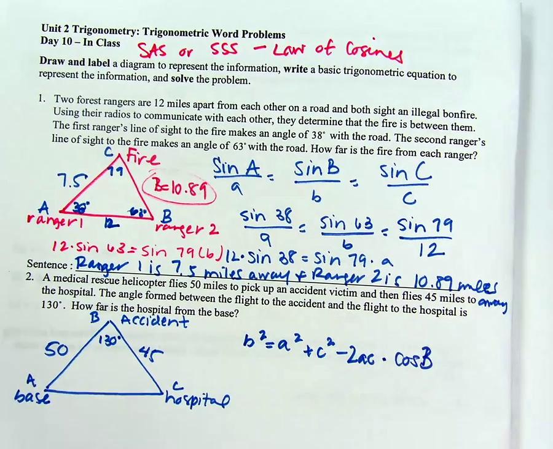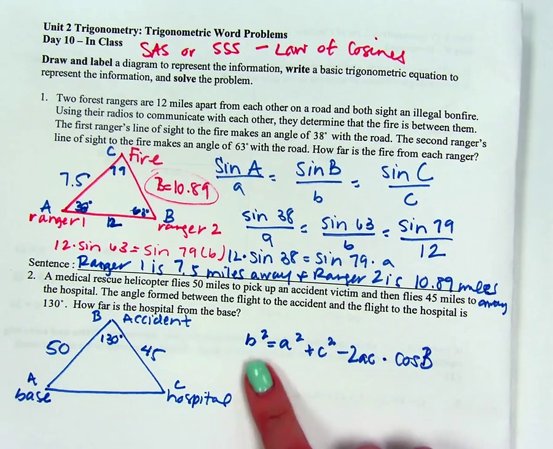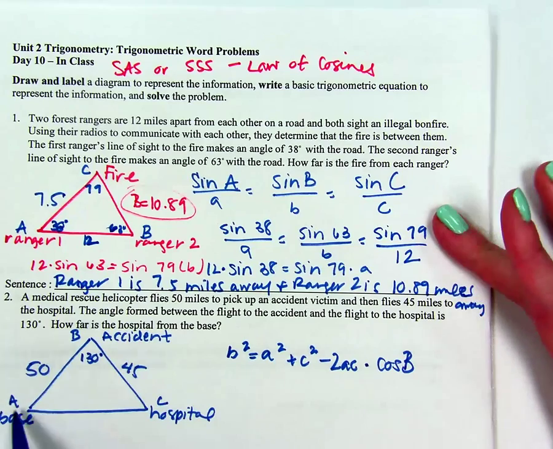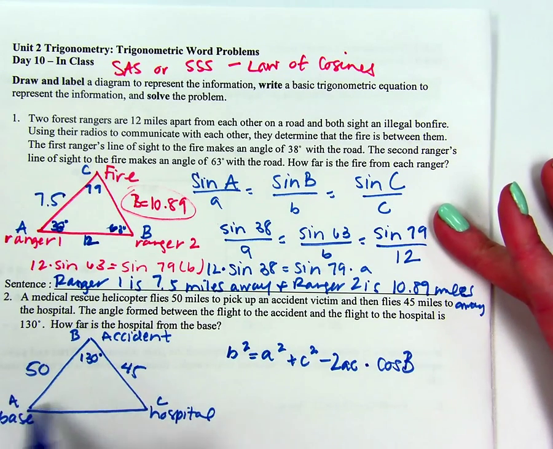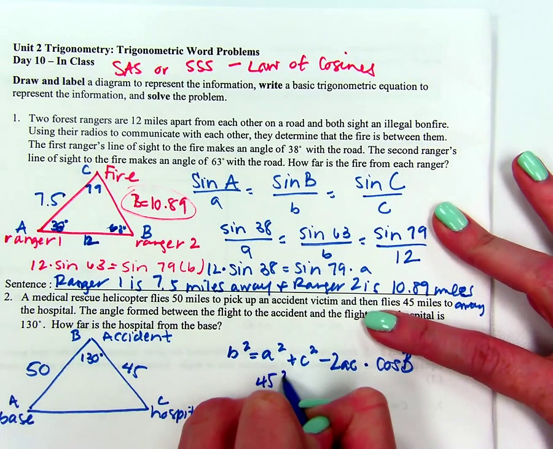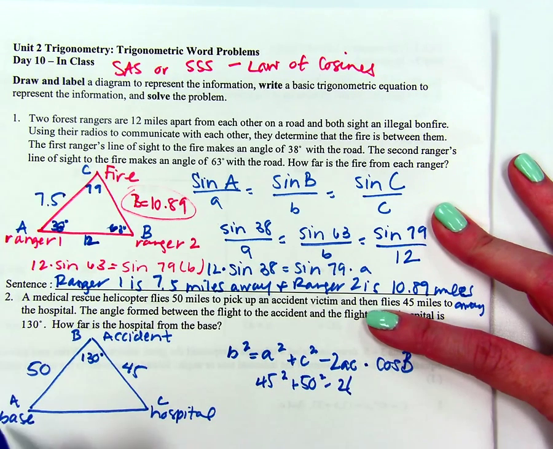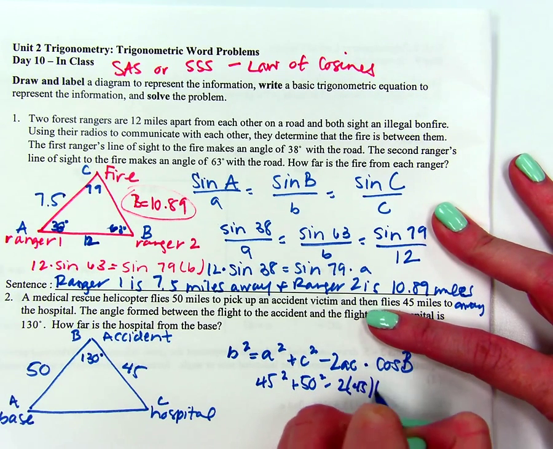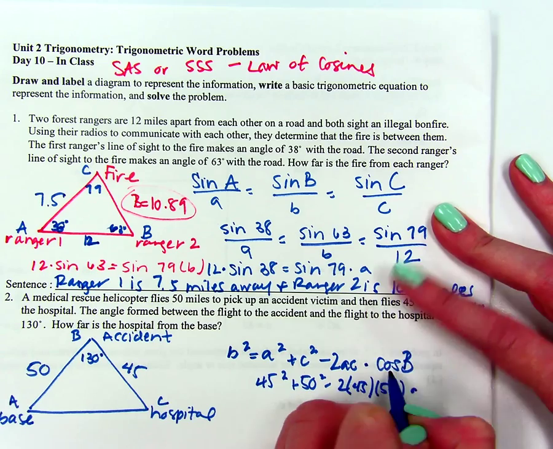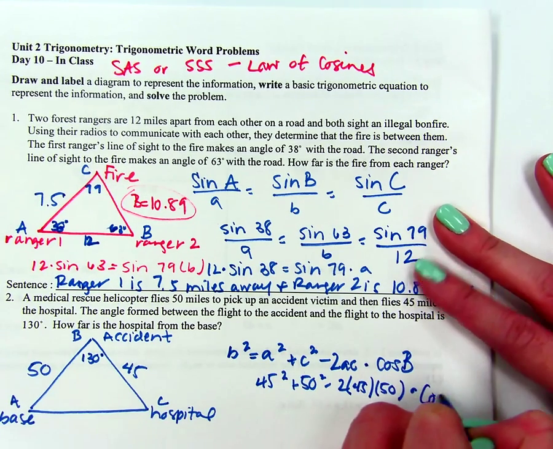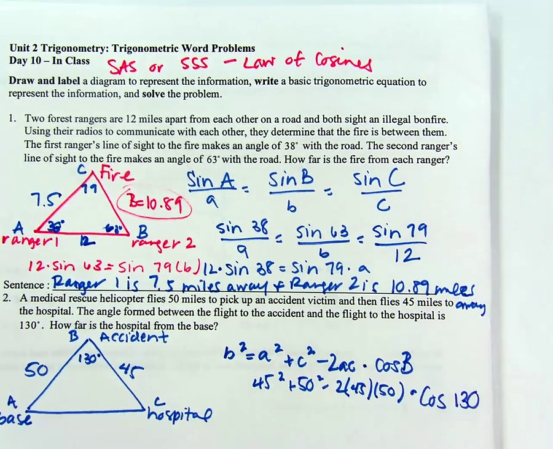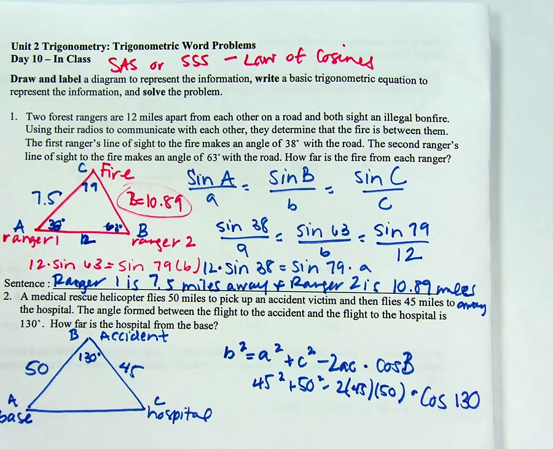Now it looks like a lot of information, but it's not too bad. So B squared we don't have, that's what we're solving for. A squared is the side opposite of A, so 45 squared plus 50 squared minus 2 times 45 times 50 times the cosine of our angle, the cosine of 130. So go ahead and solve that. Plug that into your calculator and see what you end up with.